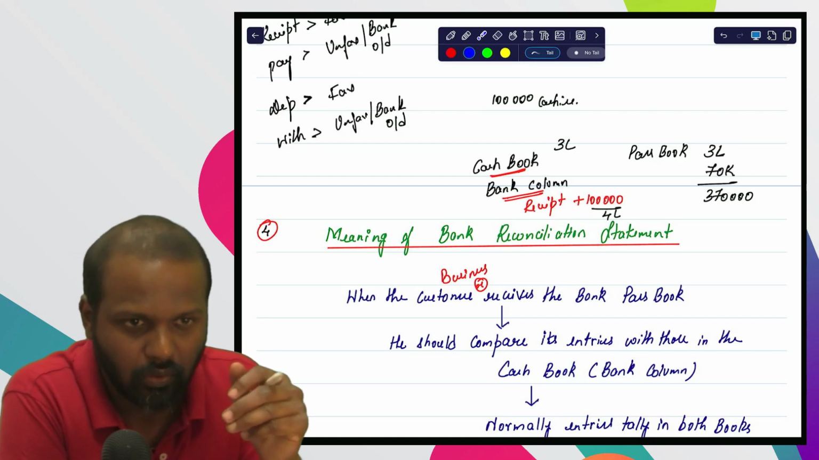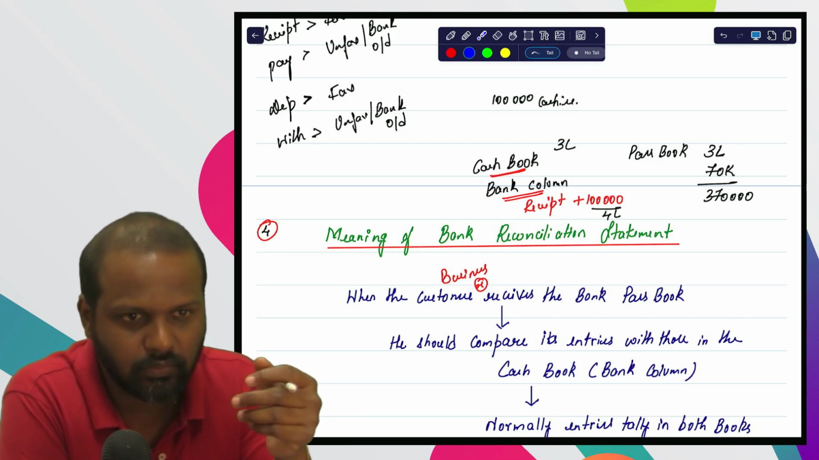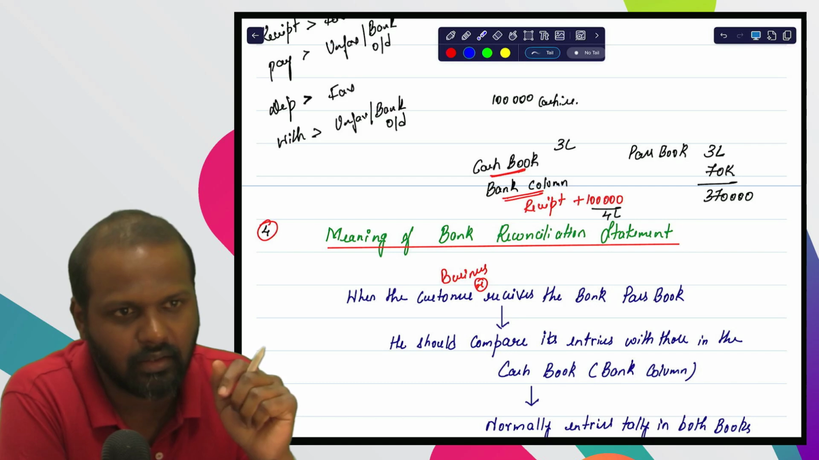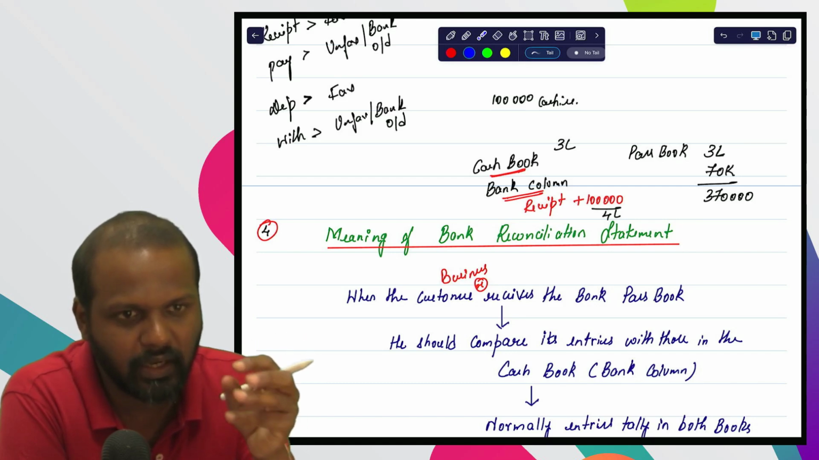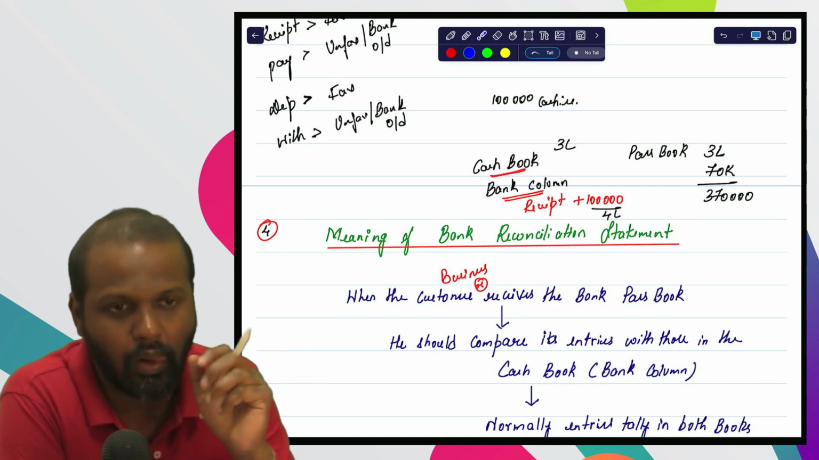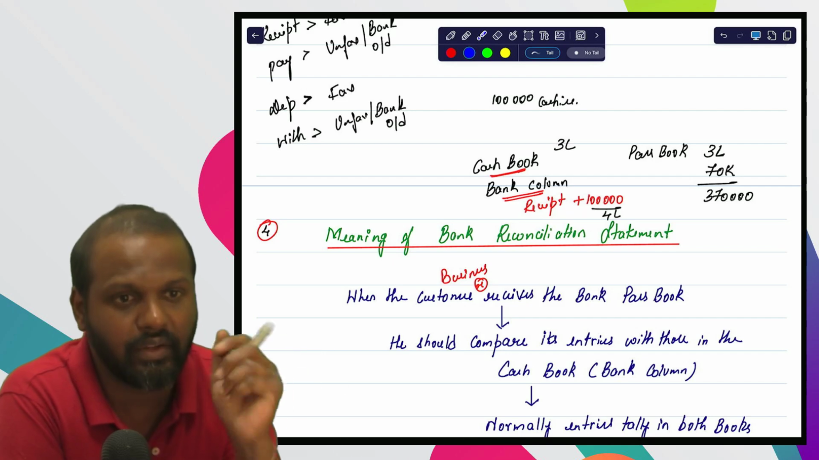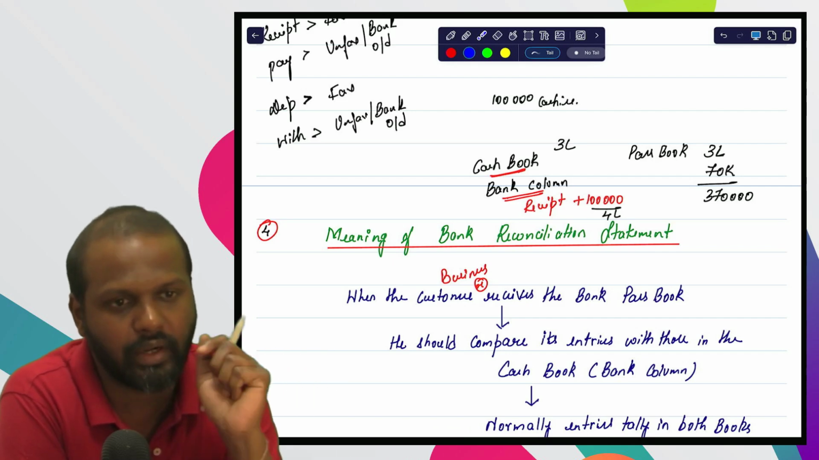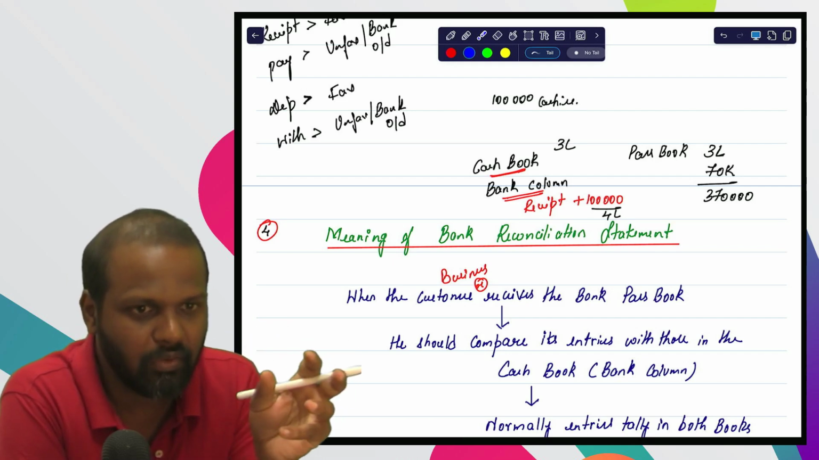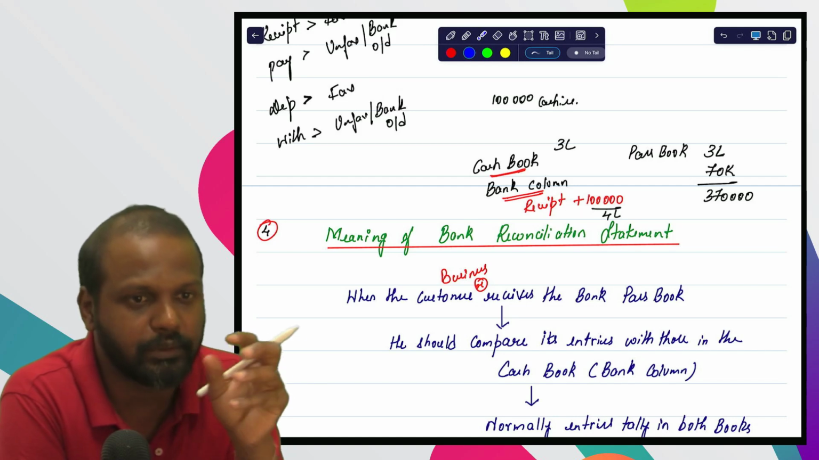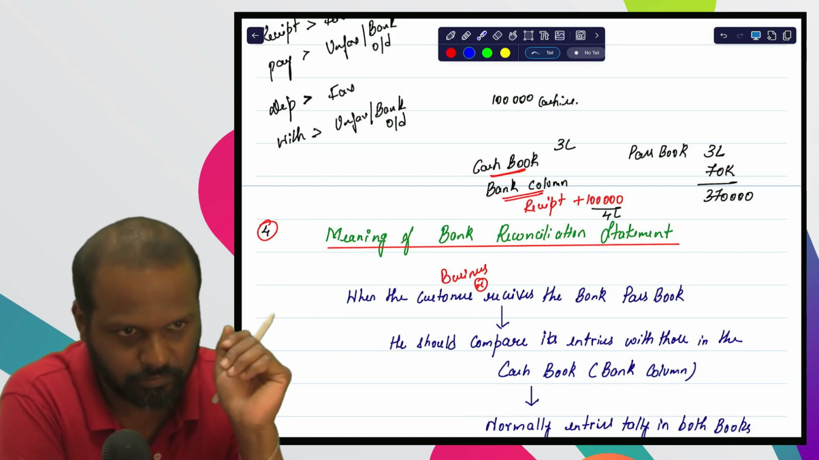Next, what else is a reason? If any errors are made, let us say you have made some errors in recording the entries in the cash book, or the bank has made some error in recording the entries in the passbook, that also can be identified if you keep on checking the entries at regular intervals. So these are the benefits of checking the entries of cash book and passbook on regular intervals.